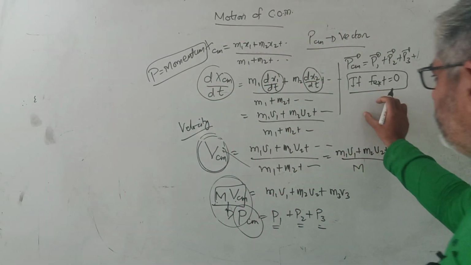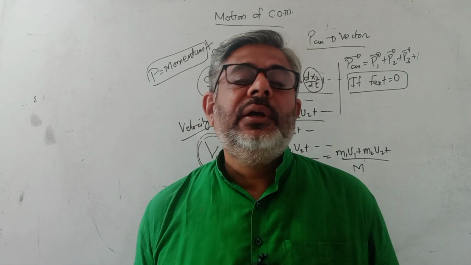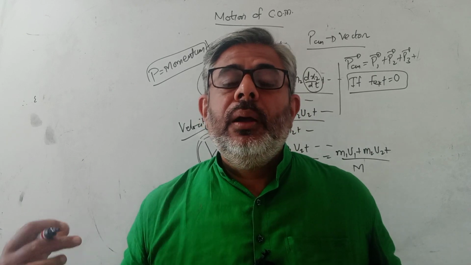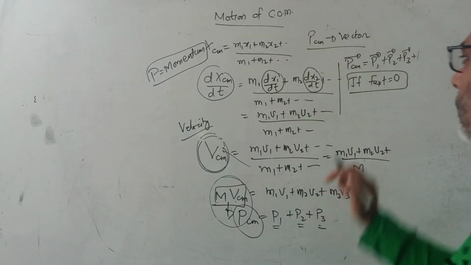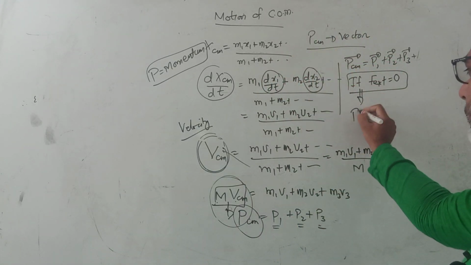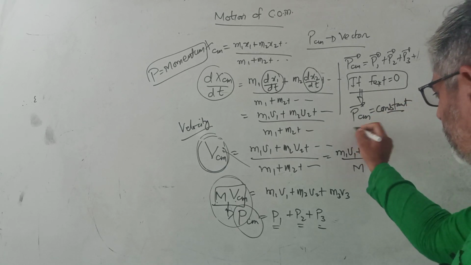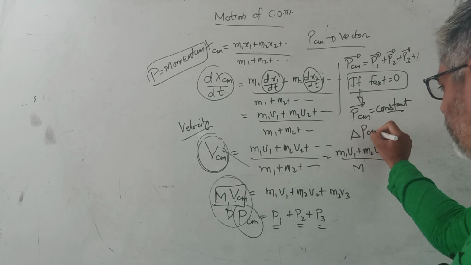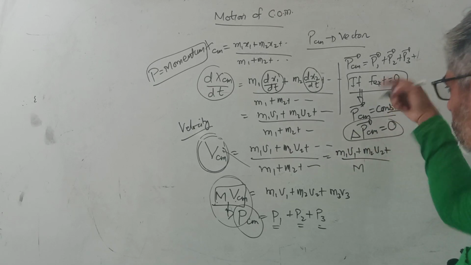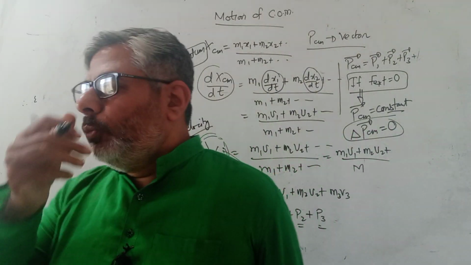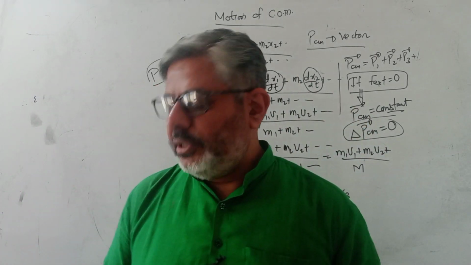Now if you apply Newton's second law to a system of particles, what will you say? You will say that if there is no external force on a system of particles from outside, then the momentum will not change, or you can say that P_CM will be constant. When I say constant, I mean the change in this is 0. So there is no change in the momentum, and the momentum of the center of mass will remain constant.